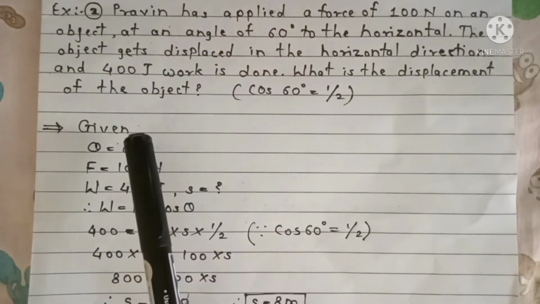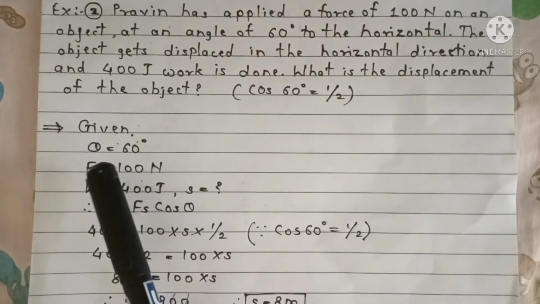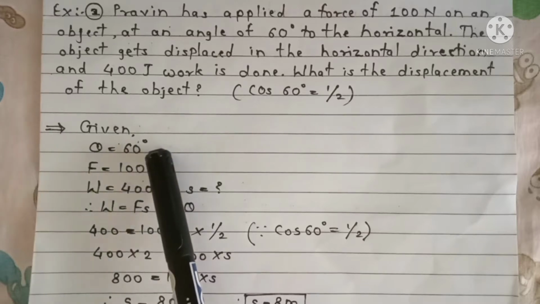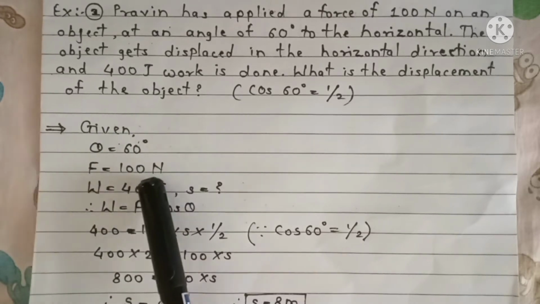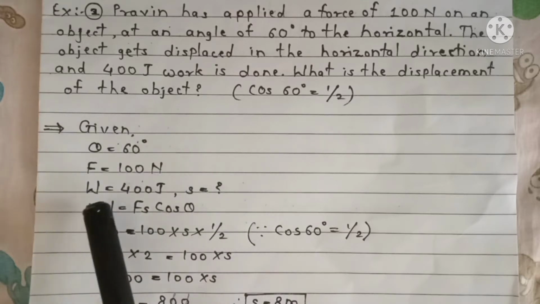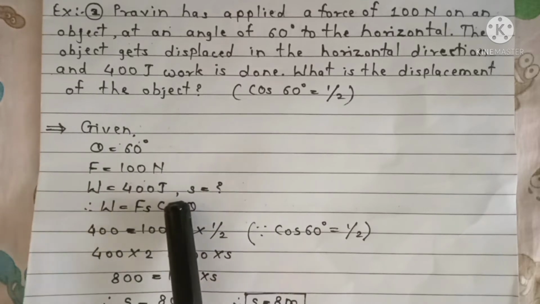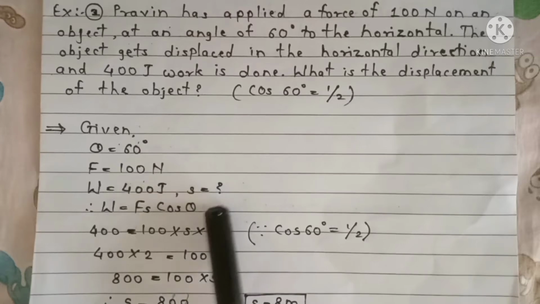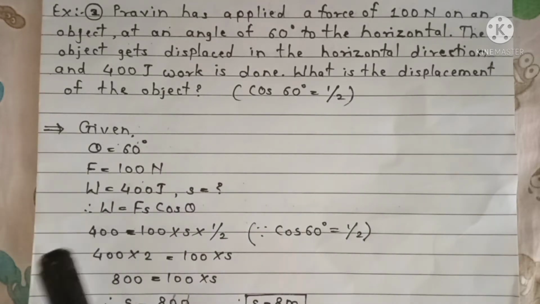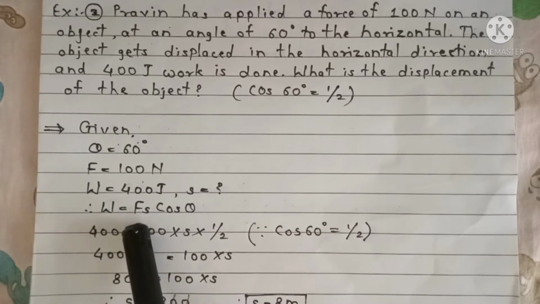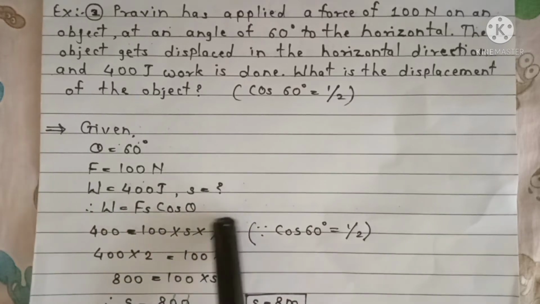Now let us first of all write the given things. Here theta is given, that is 60 degree. Capital F applied force value is given, 100 Newton. W work done is given, that is 400 joule, and we have to calculate displacement S is equal to question mark. Now the work done formula we know, children, that is W is equal to Fs cos of theta.